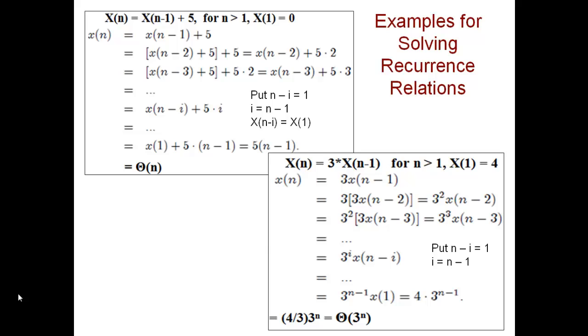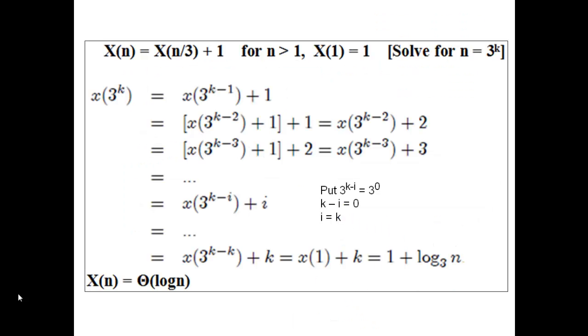Alright, so let us do the other type of problem we did earlier for the number of bits. So x of n equals x of n over 3 plus 1 for n greater than 1, and x of 1 equals 1. If you are given problems like this, first make sure what format this is. This is not the linear form, x of n equals x of n minus 1. This is like a division, x of n divided by something.